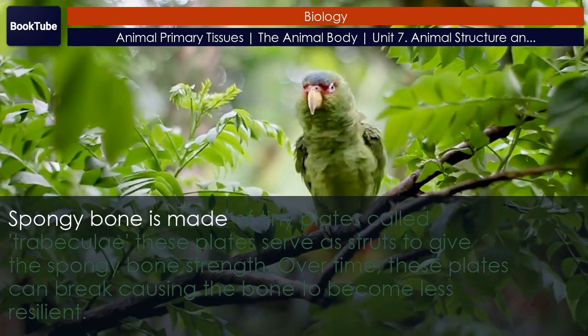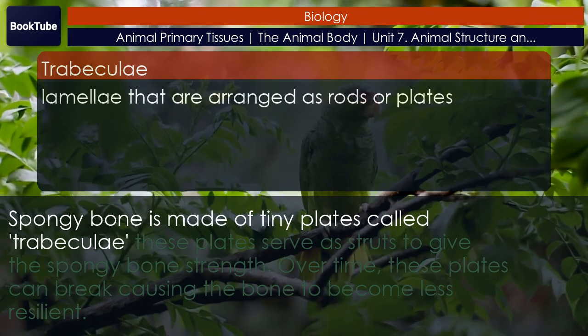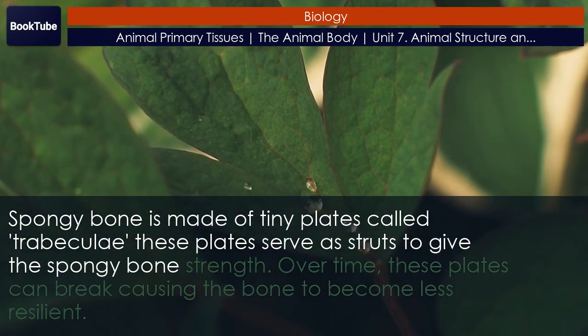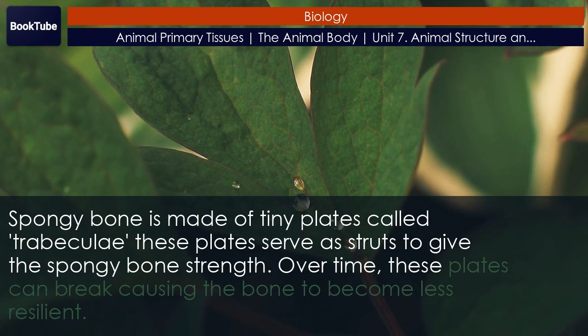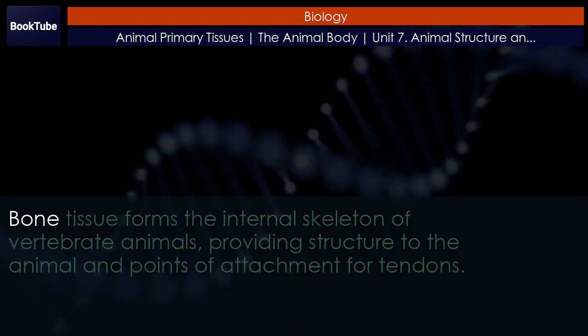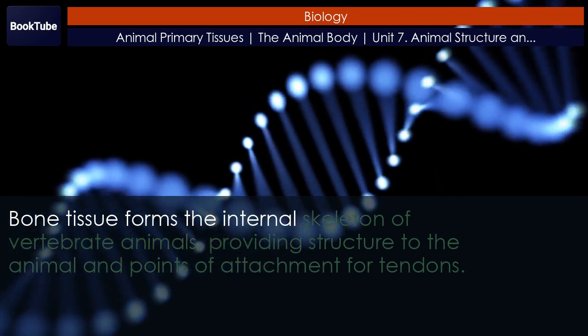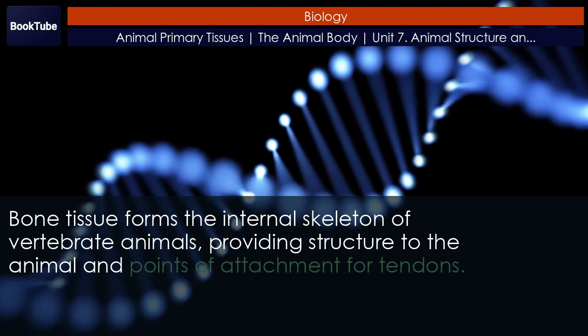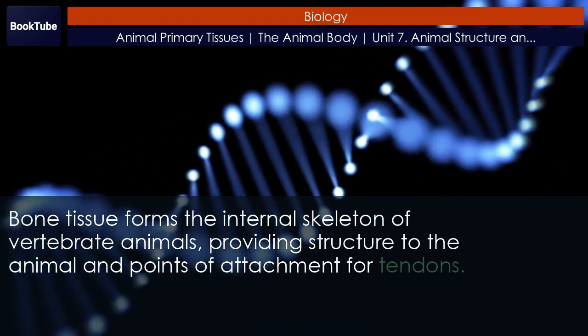Spongy bone is made of tiny plates called trabeculae. These plates serve as struts to give the spongy bone strength. Over time, these plates can break, causing the bone to become less resilient. Bone tissue forms the internal skeleton of vertebrate animals, providing structure to the animal and points of attachment for tendons.